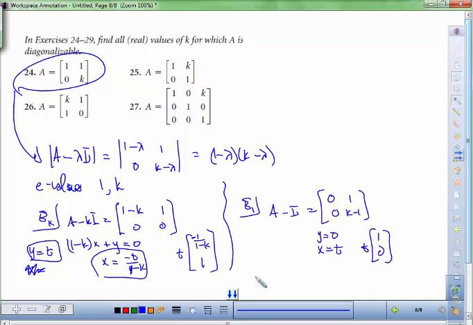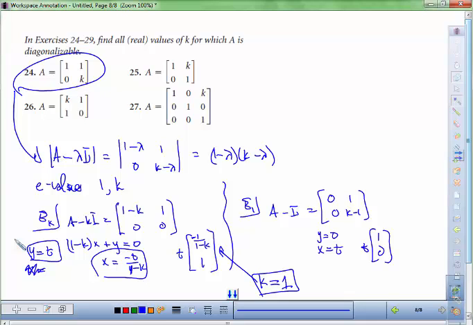So k cannot equal 1, because that would make that undefined, and that would make this multiplicity 2, and probably would give you some issues with finding the null space of this E1. And then that's it, right?